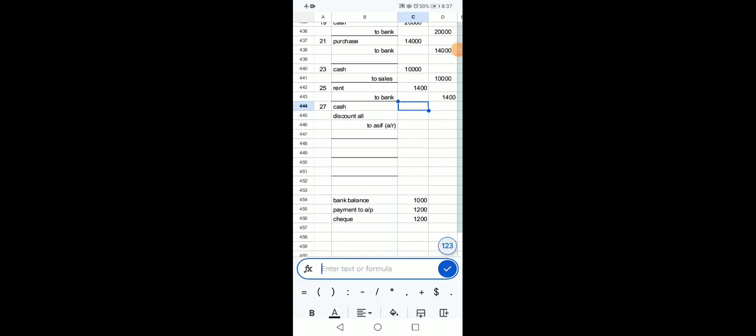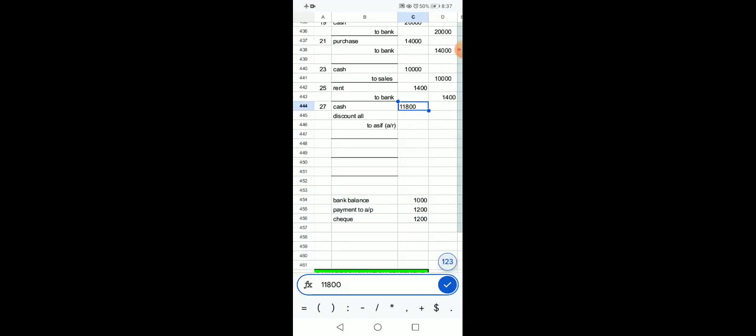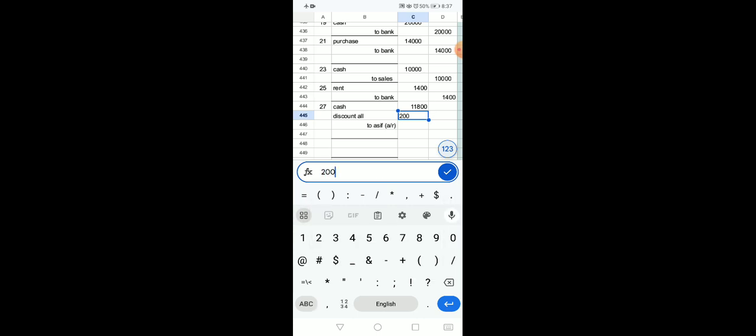11,800 is the amount which we have received. That means cash. So you will mention 11,800 in front of cash. What is next? Discount allowed is 200. So you will mention 200 in front of discount. And as usual, amount for Asif is not present in the book.